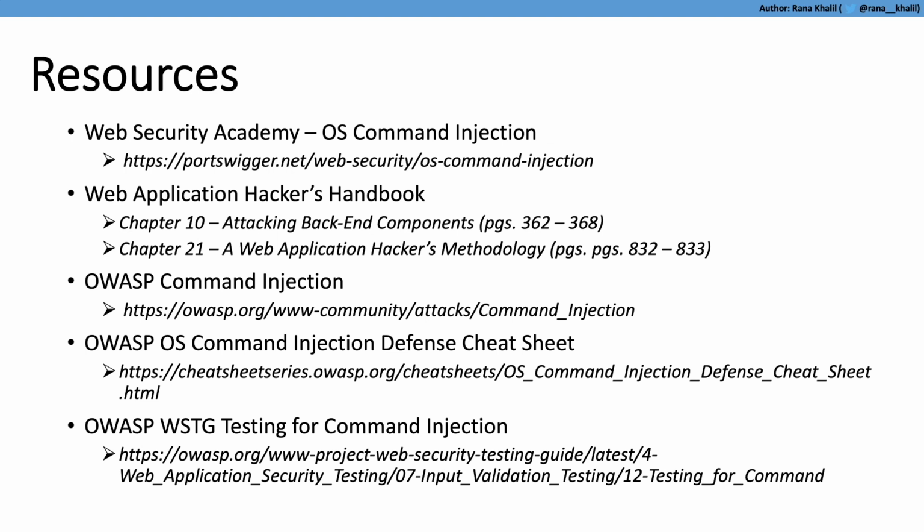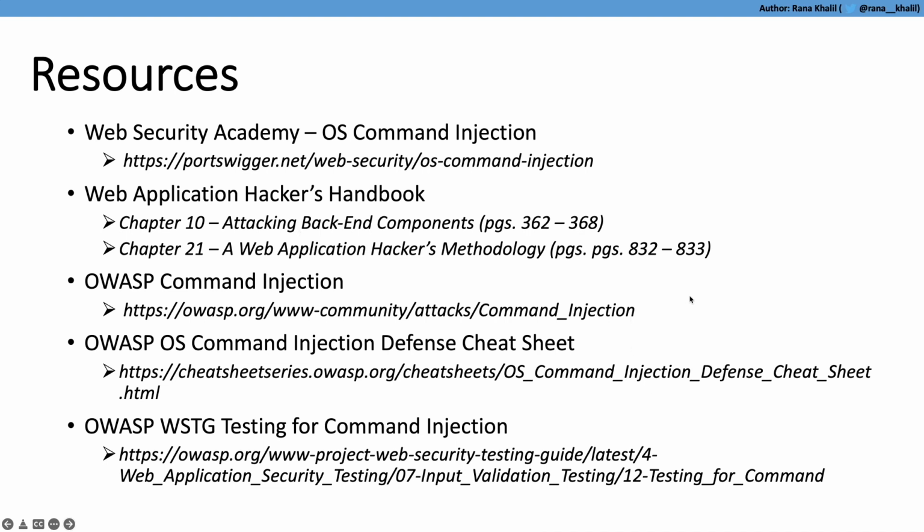Okay, before we end our video, let's talk about the resources that were used in order to build this presentation. The first one is obviously the Web Security Academy OS Command Injection module. All my videos are dependent on the Web Security Academy that is provided by PortSwigger, and so the majority of my content is from there. The second resource is the Web Application Hacker's Handbook, which is created by the same people that created the Web Security Academy. So there are 2 chapters there that discuss command injection and how to test for these types of vulnerabilities.